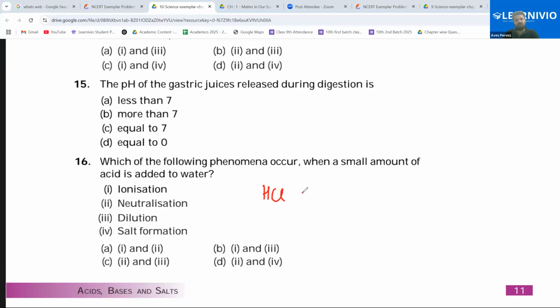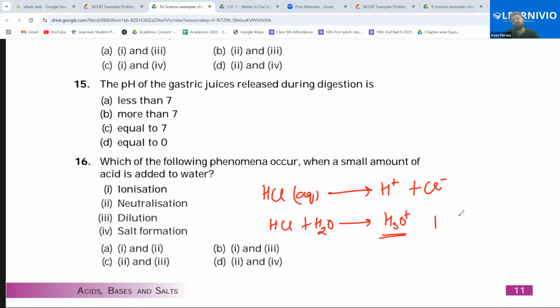Like for example, if you have HCl, when it is added to water, aqueous solution, then it will produce H positive and Cl minus ion. Or if you write it according to the Bronsted-Lowry concept, then it will give you H3O positive, called hydronium ion, and chloride ion. So these are the charge carrying particles. That is called ionization because these are ions. Charged particles are called ions. So this is ionization and dilution. Meaning first and third is the correct option. B is the correct option.